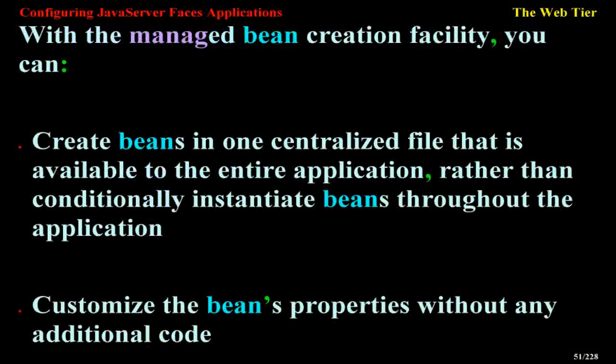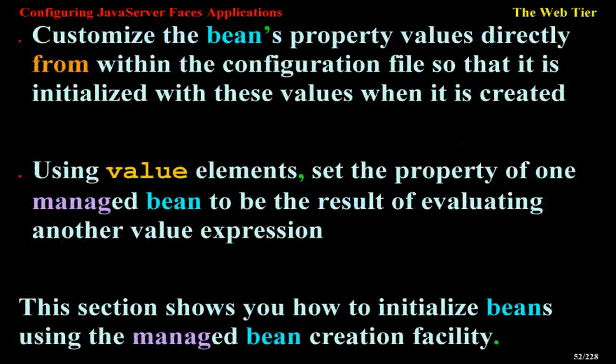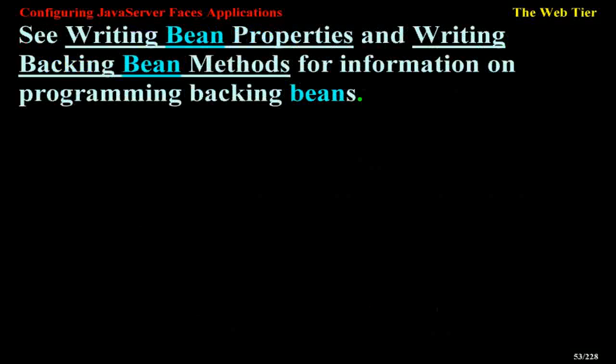Customize the bean's properties without any additional code. Customize the bean's property values directly from within the configuration file so that it is initialized with these values when it is created. Using value elements, set the property of one managed bean to be the result of evaluating another value expression. This section shows you how to initialize beans using the managed bean creation facility. See Writing Bean Properties and Writing Backing Bean Methods for information on programming backing beans.